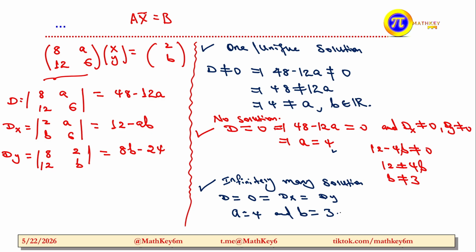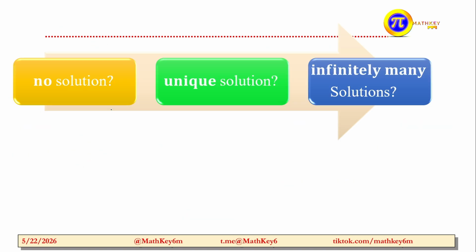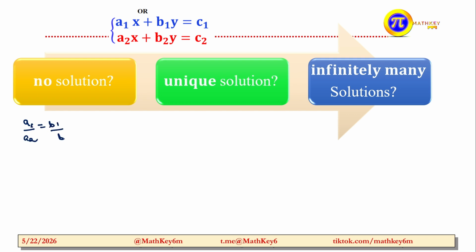So in this matrix form we can determine whether it has a unique solution, no solution or infinitely many solutions. For a system of linear equations to have no solution, unique solution, or infinitely many solutions, it must satisfy what? In case a1 over a2, as we said before, is equal to b1 over b2, but this is different from c1 over c2, in this case the system has no solution.